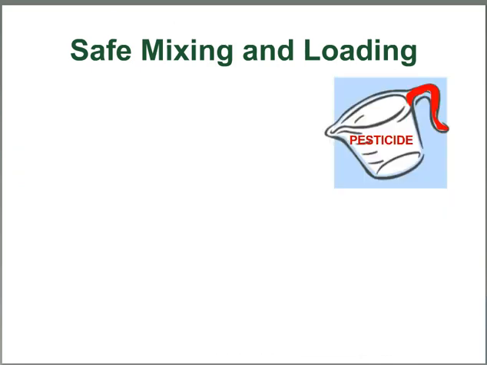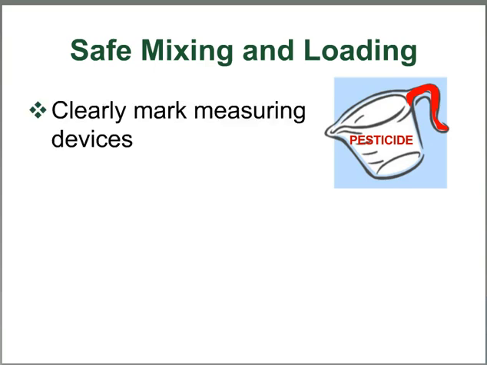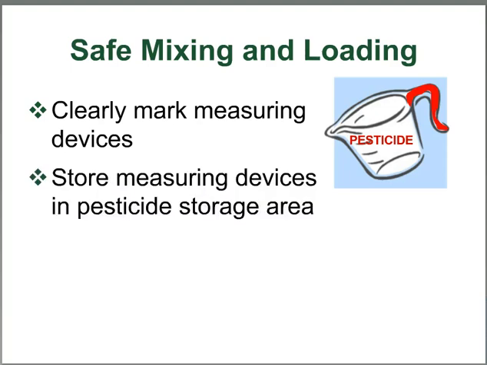The equipment you use to measure pesticides or open pesticide containers should only be used with pesticides. Clearly mark all measuring devices. A big black marker works well. Make sure no one misuses the measuring devices. Store them in the pesticide storage area. This greatly reduces the possibility of a pesticide measuring cup being used to make Kool-Aid.